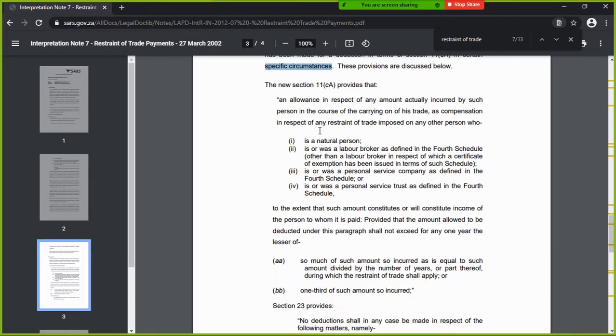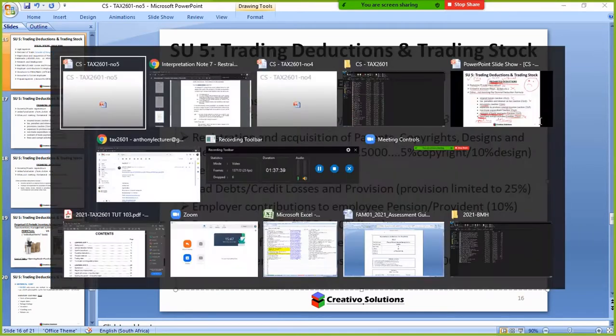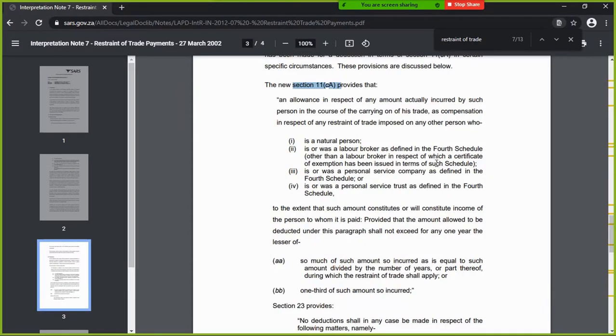But here's the detail. Section 11CA, it's a capital A. I actually need to change this, CA, just to make it in line with the legislation. Right, are you a natural person? Notice it's a natural person. You're not dealing with natural persons in Tax 2601. In Tax 2601, you're dealing with company. That's why you'll never see this. But it'll be allowable, so in other words, it'll be deductible as long as you meet the criteria.